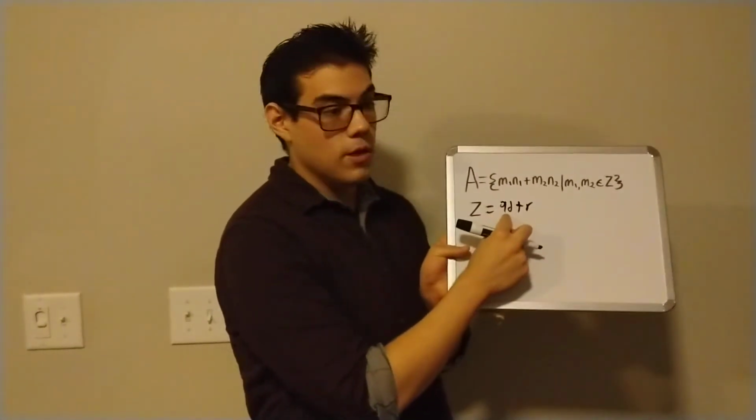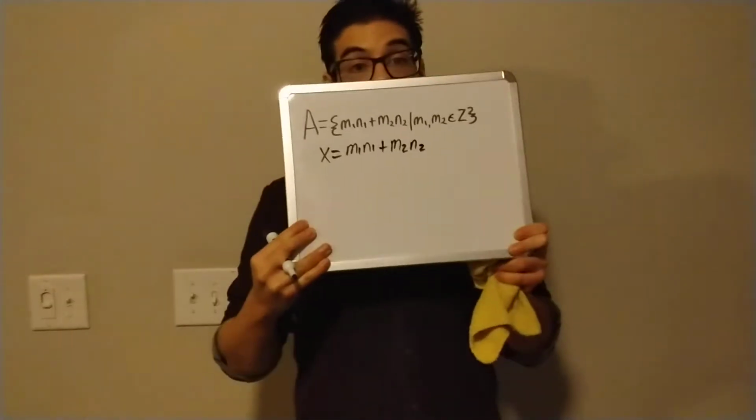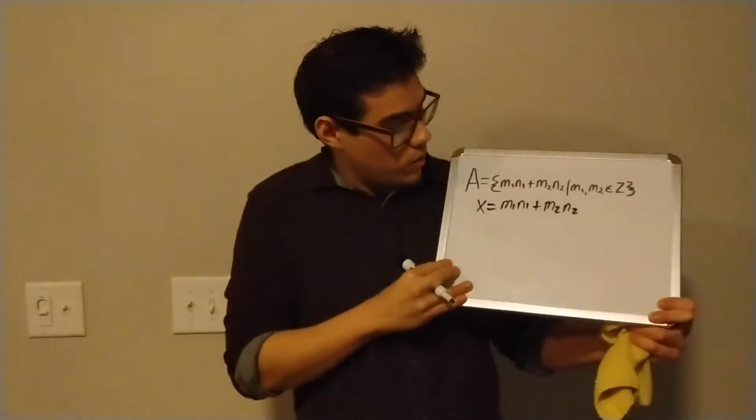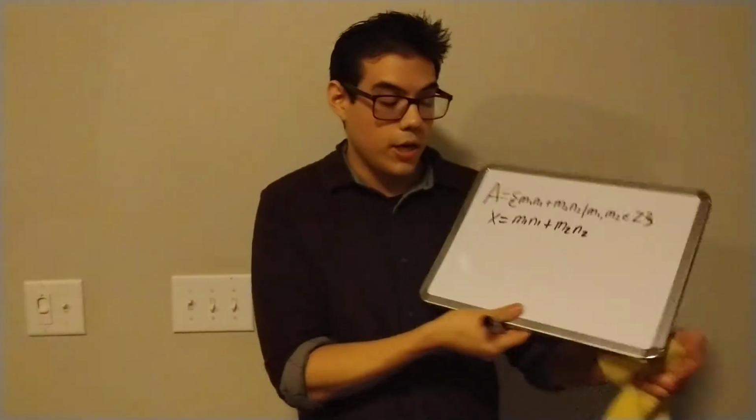Now, we know that the division algorithm follows this form: some z is equal to some q times some d plus some remainder r. We're going to be adjusting it for the sake of our circumstances in this proof. We're going to suppose, let there be some x, where x is equal to the very linear combination in A. So x is equal to m1 n1 plus m2 n2. It's equal to the very same linear combination there.